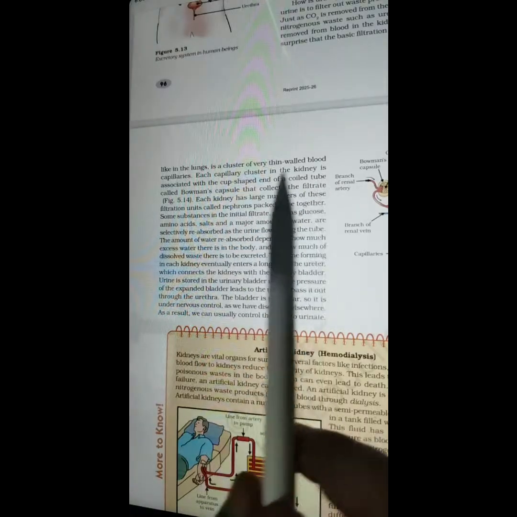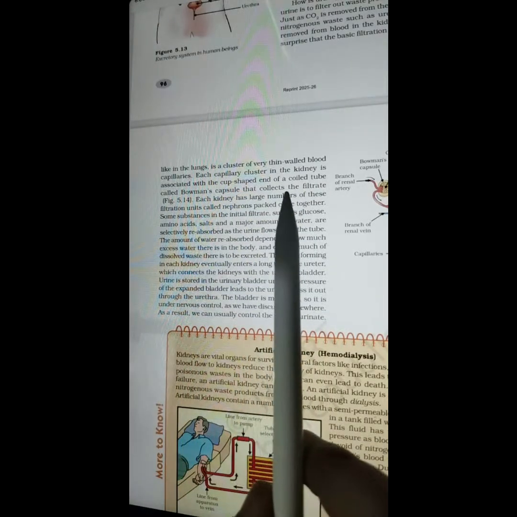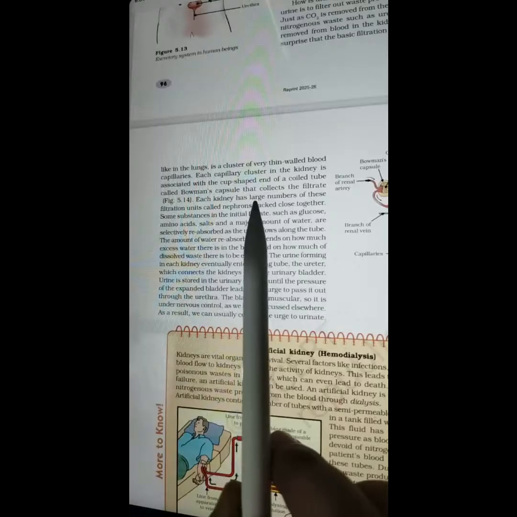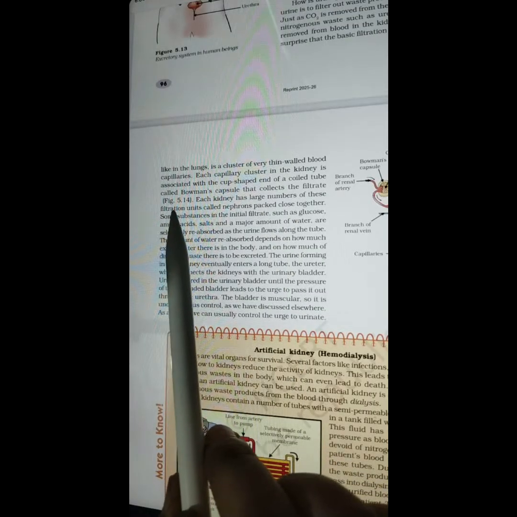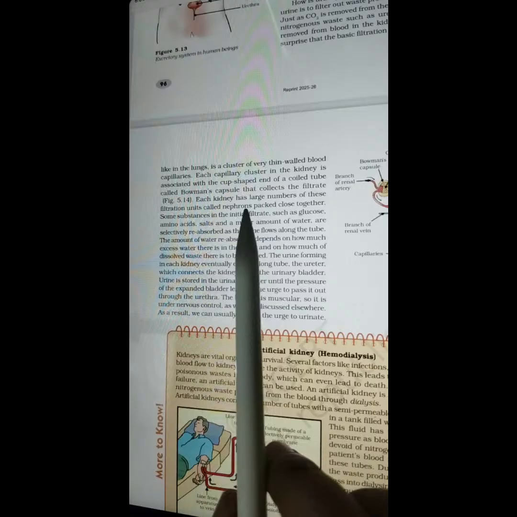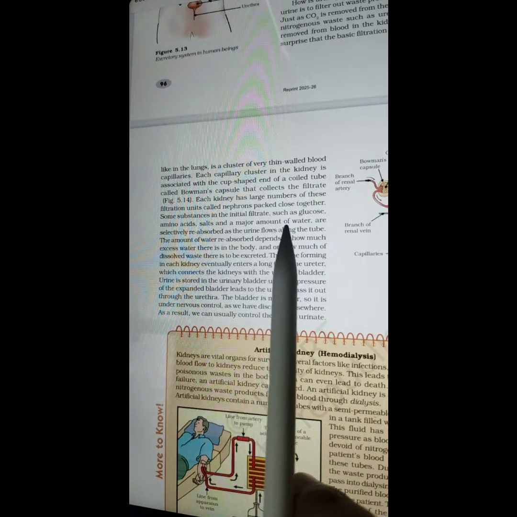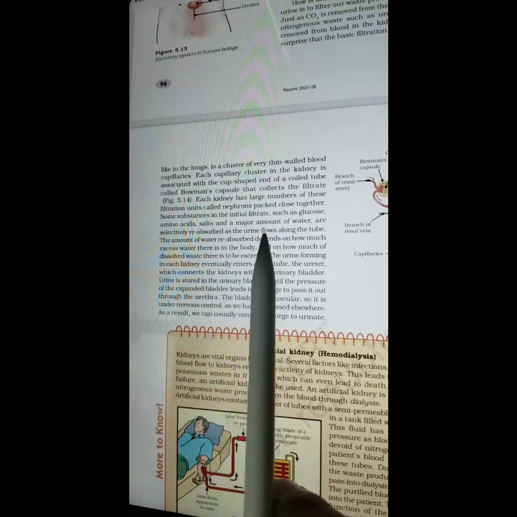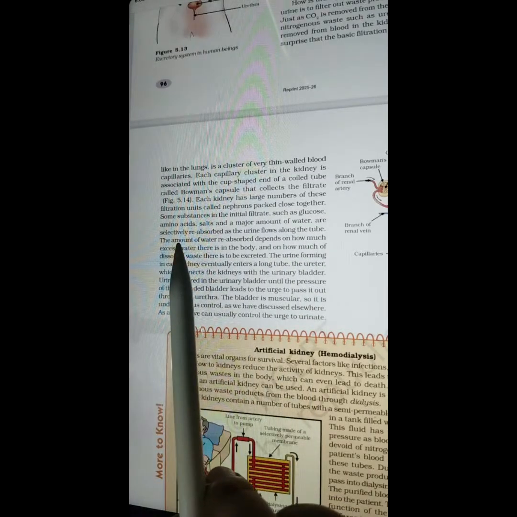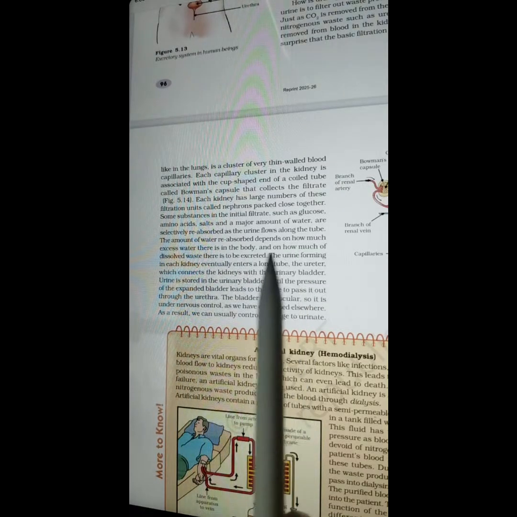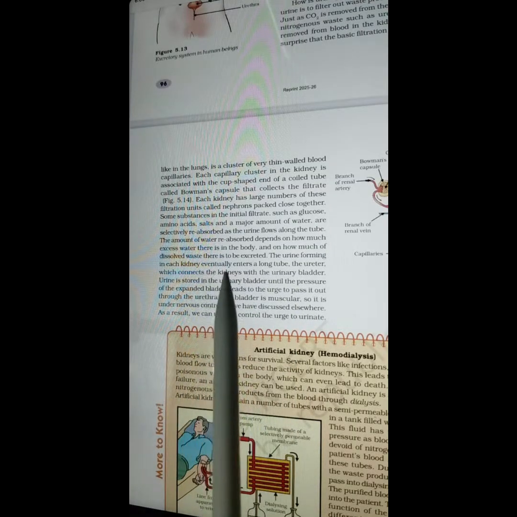Each capillary cluster in the kidney is associated with the cup-shaped end of a coiled tube called Bowman's capsule that collects the filtrate, as shown to you in figure 5.14. Each kidney has large numbers of these filtration units called nephrons packed close together. Some substances in the initial filtrate such as glucose, amino acids, salts and a major amount of water are selectively reabsorbed as the urine flows along the tube. The amount of water reabsorbed depends on how much excess water is there in the body and how much of the dissolved waste is to be excreted.